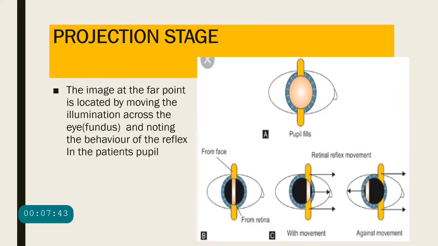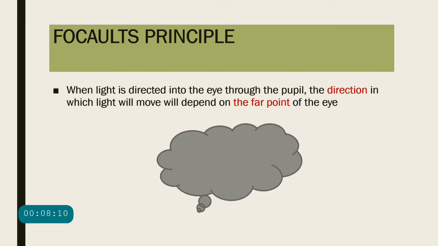The third stage is the projection state. In the projection state, the image which is formed at the far point will now be studied by the observer. And how do we study it? We will actually be moving the illumination across the pupil or across the eye of the patient, and then we are going to study the behavior of the reflex in the patient's pupil. Based on that behavior, we will tell what kind of refractive error the patient has. So this is the concept of retinoscopy, which is working on the principle of Foucault's principle.